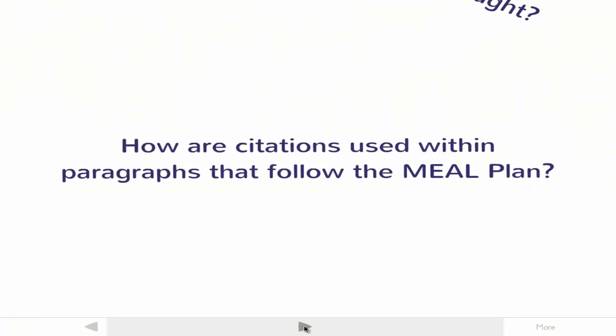How are citations used within paragraphs that follow the meal plan? The meal plan being that every paragraph begins with a main idea or topic sentence. There is evidence or details that support the main idea. There's some analysis or higher order thinking involved within the paragraph that again supports the main idea. It can also be viewed as a way of linking the evidence back to the main idea. And you typically end a paragraph with a linking sentence that links either to the next paragraph or to some other part of the essay.